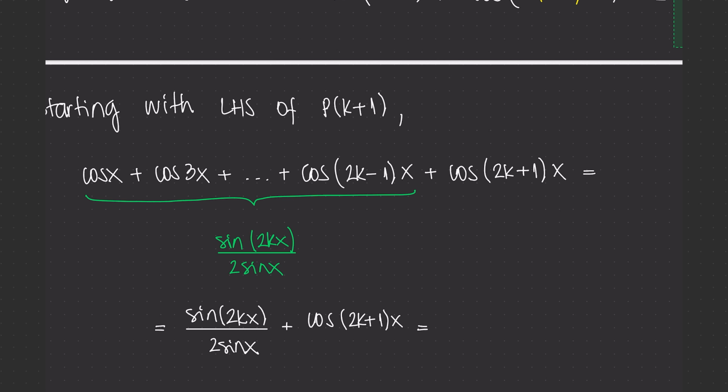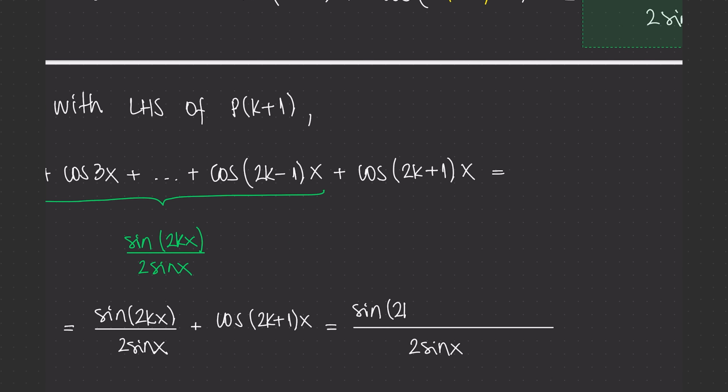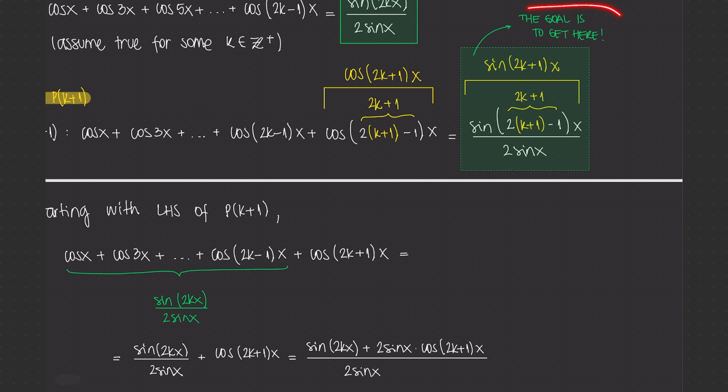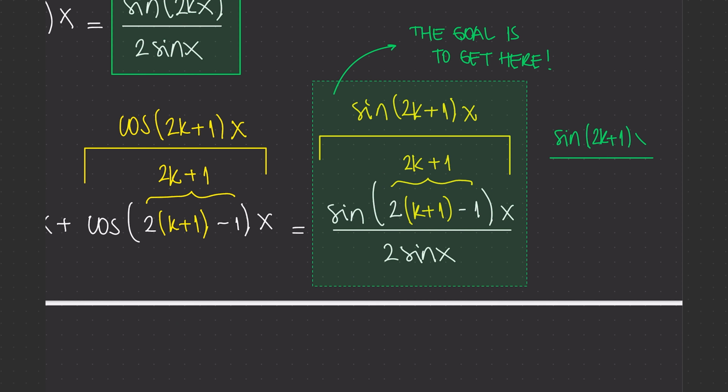So what we have is sine of 2kx over 2 sine of x plus cosine of (2k+1)x. Now, writing this expression with a common denominator, we have sine of 2kx plus 2 sine of x times cosine of (2k+1) times x. Always keep in mind that the goal is to get to this, which if you rewrite, given that the numerator is equal to this, we can rewrite it in a more organized way. So let's write it over here, sine of (2k+1)x over 2 sine of x.